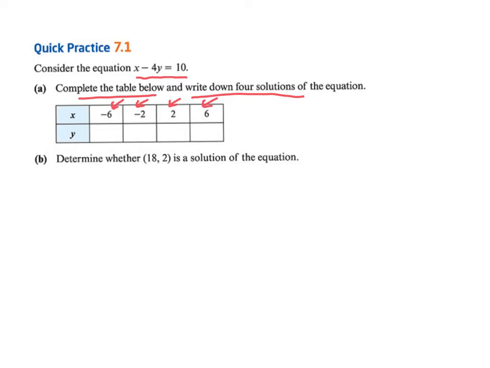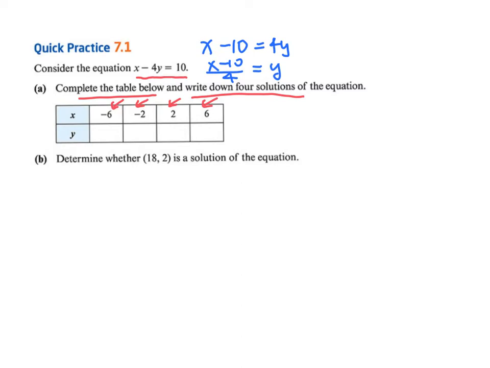So I will rewrite the equation first. I will move the negative 4y to the right hand side and move the 10 to the left hand side, which will give you x minus 10 equals 4y. And then I will move the 4 to the left hand side, so x minus 10 divided by 4 will be equal to y. I will change the subject first, okay? And then I will substitute the x one by one to find the corresponding y.